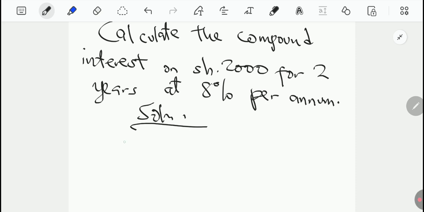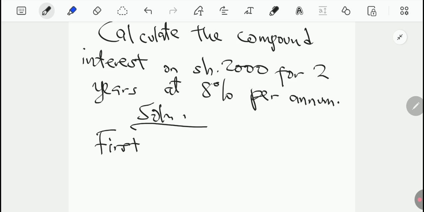Solution. First year, we are now going to talk about compound interest for 2 years. We need to calculate the simple interest in the first year, then we keep adding it. Second year, like that. Even if they had said 3 years, we could keep adding it up. Just as we have said, compound interest keeps on adding.